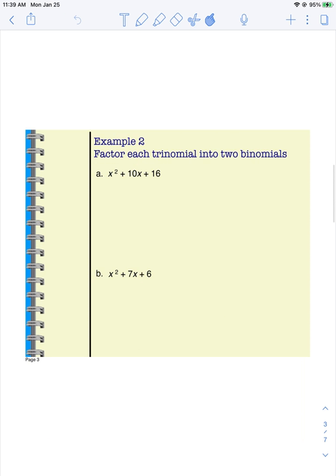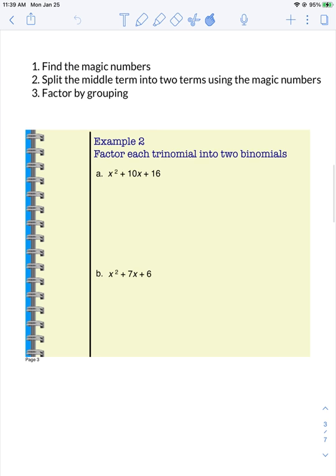All right, so hopefully you have those steps written down from the last slide and you can apply them now. Just for quick reference, I'm going to add them to the top so that we can use those while we're solving these examples. All right, so we're going to factor into two binomials. I have x squared plus 10x plus 16.